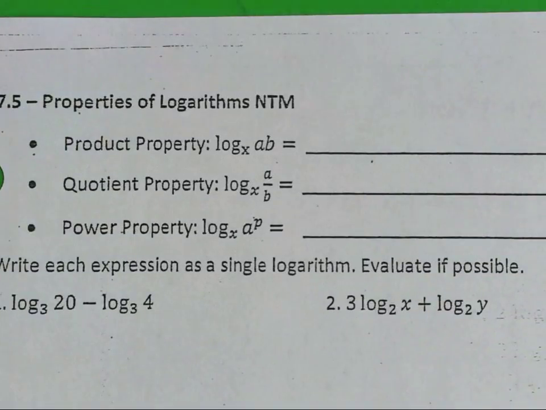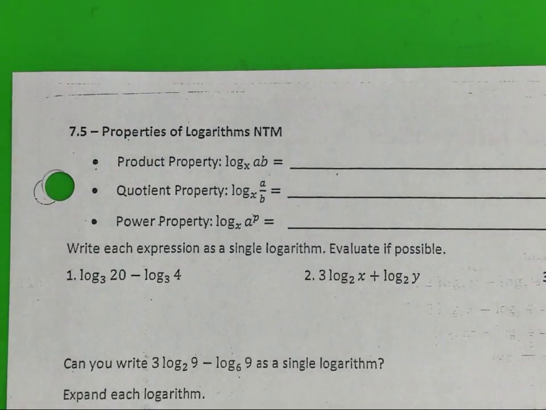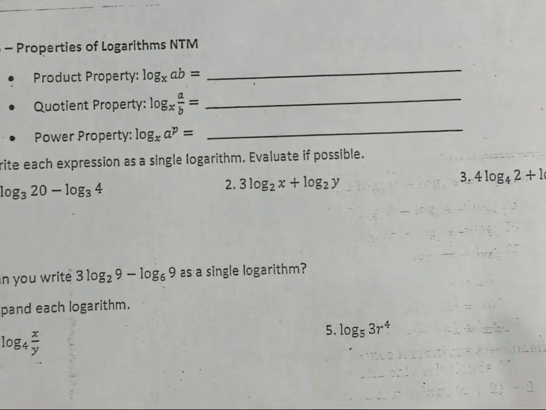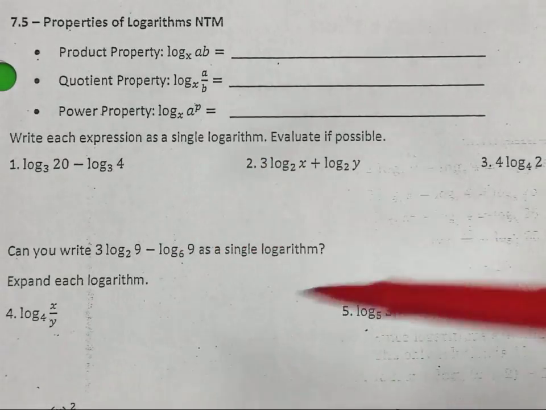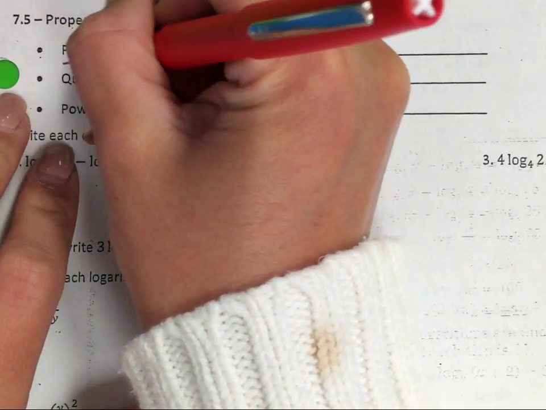Properties at the beginning of your notes, you'll have to memorize by Thursday. But we'll do them so much you'll have them memorized. But if not, make sure you do. There's product property, quotient property, power property. Let's start with product. Product means what?